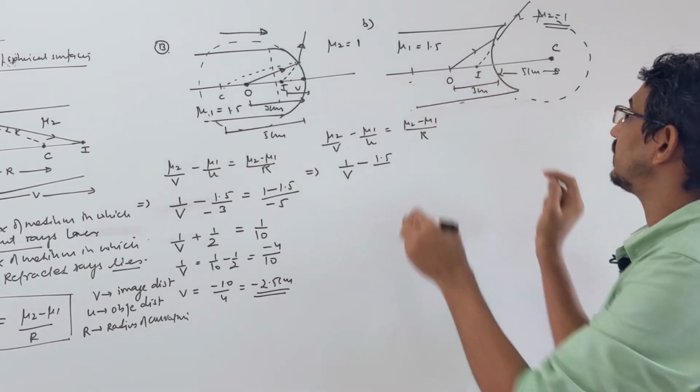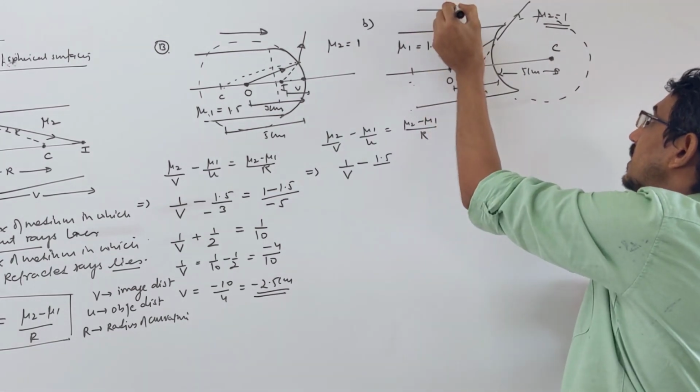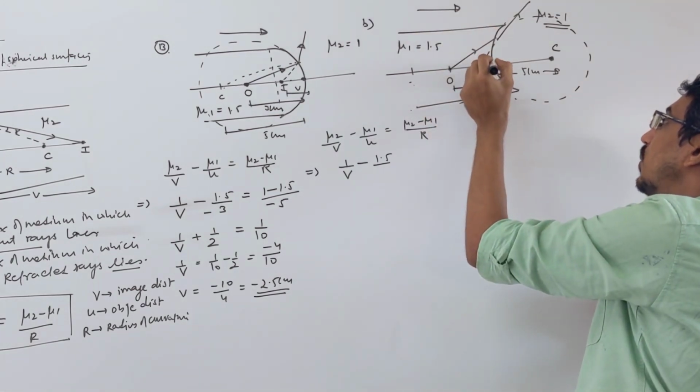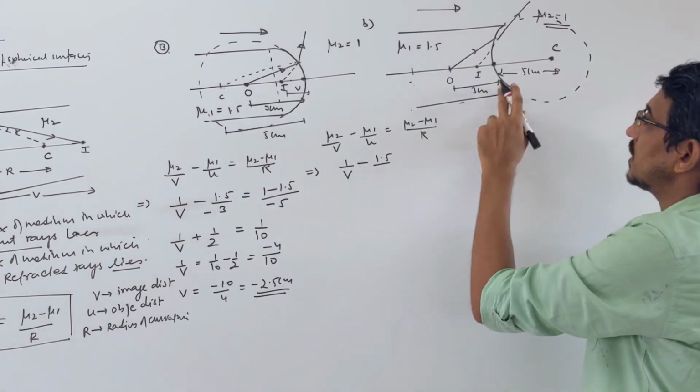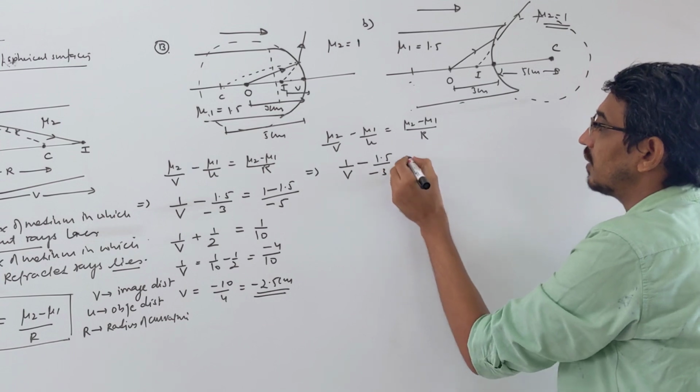Object is placed here, light going in this direction, right? So measuring distance from the pole, we are going against the light, so u is what? Negative. And how much is given? 3 centimeters, so minus 3 centimeter here.